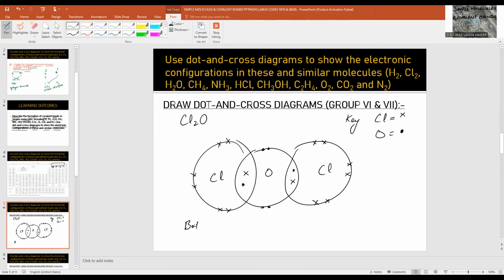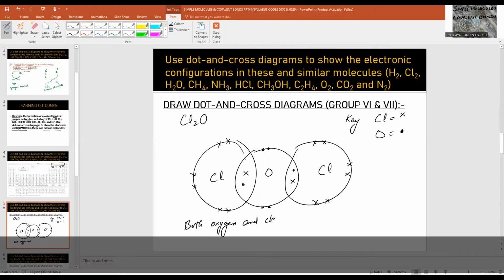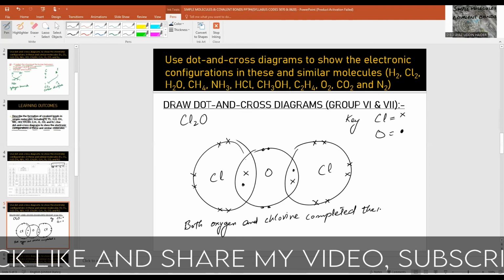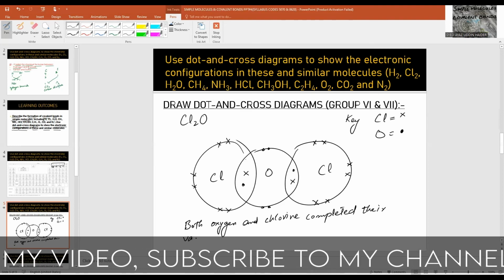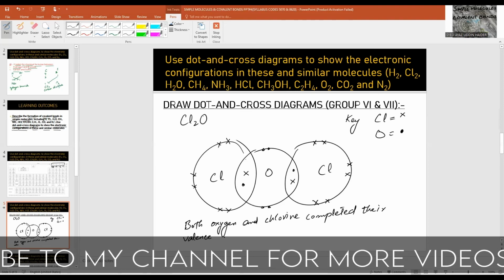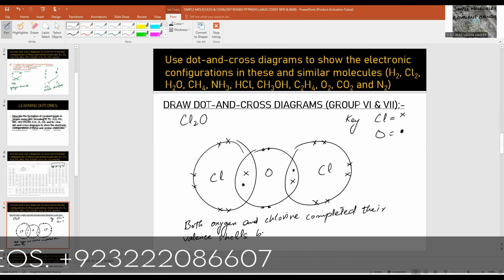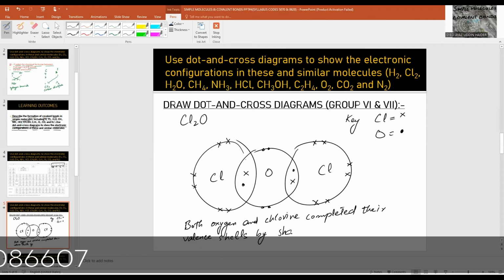Both oxygen and chlorine completed their valence shells by sharing.